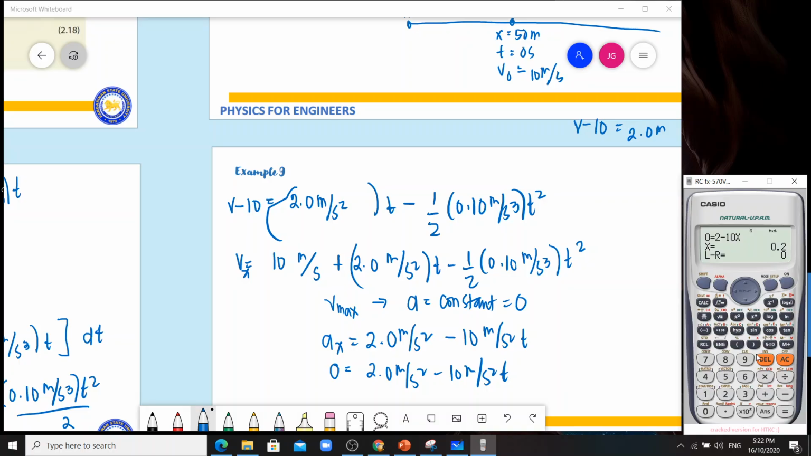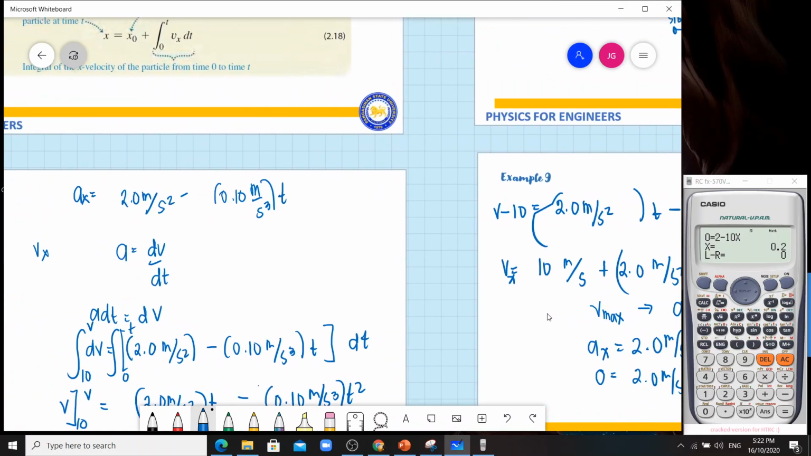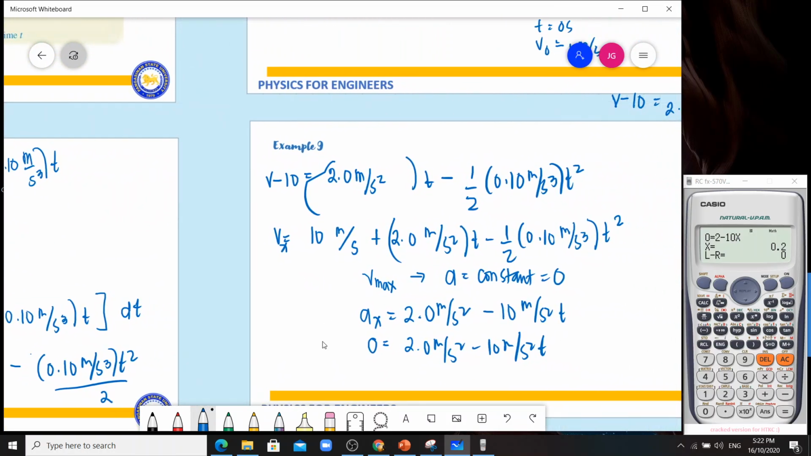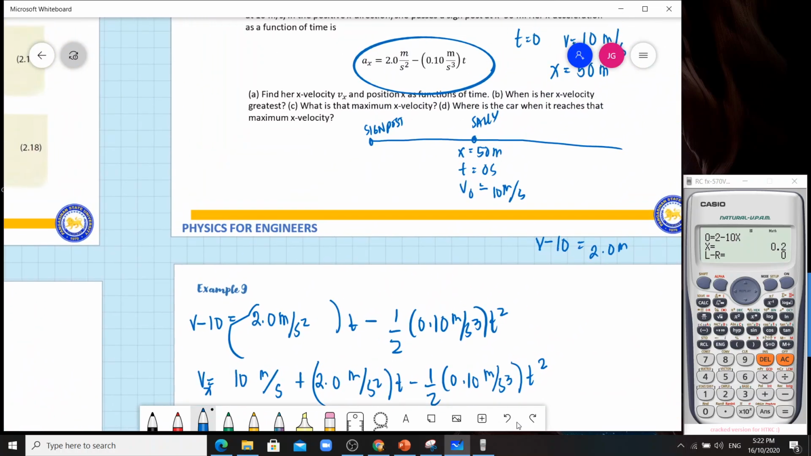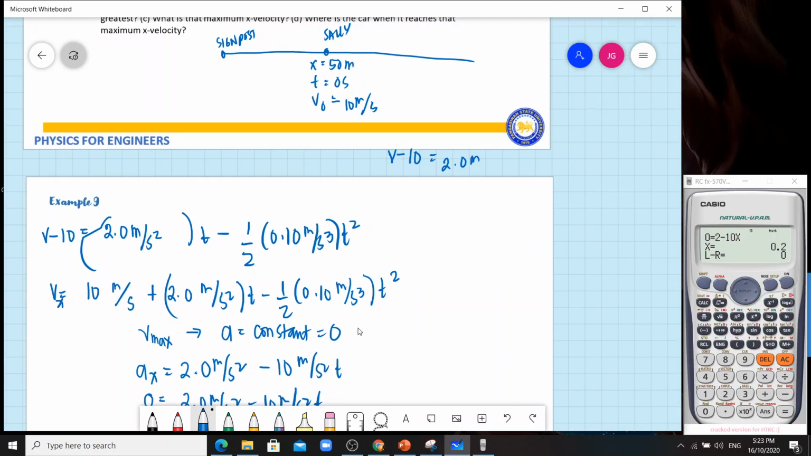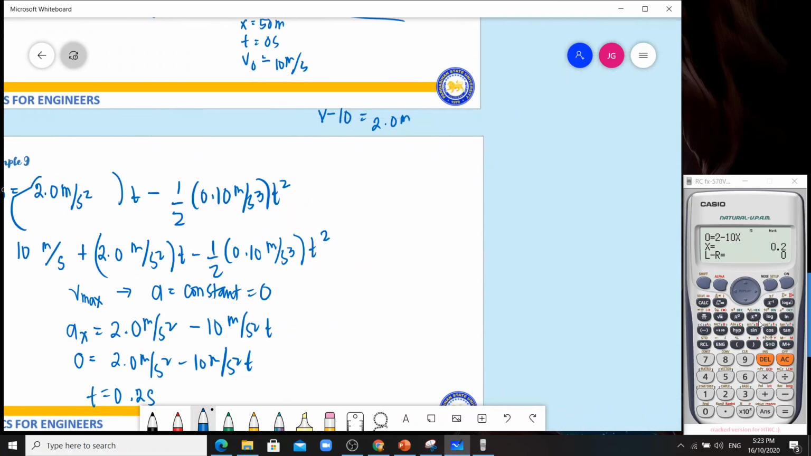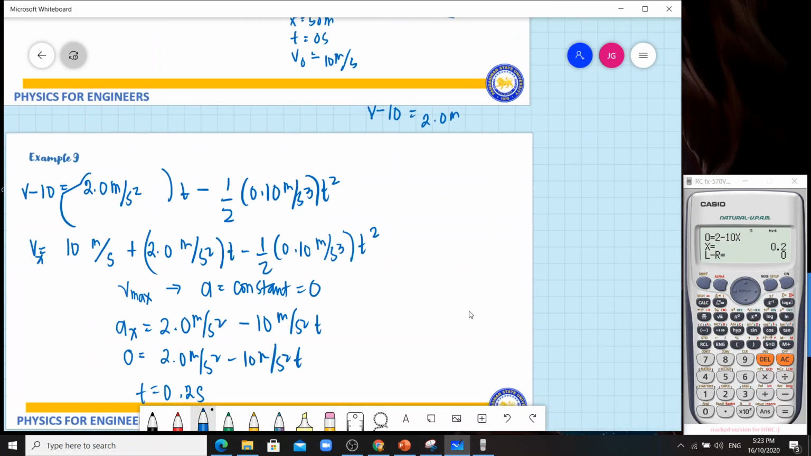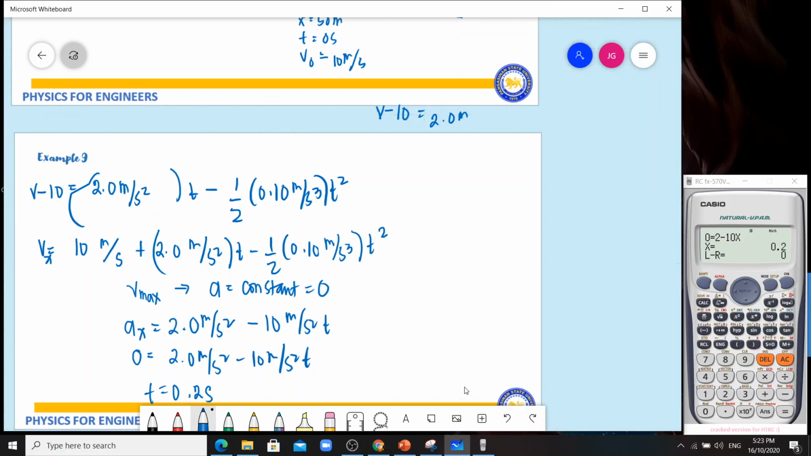Yun ay at tama ba to? Yun ay nasa time na 0.2 seconds. Okay? So, okay, yan yung velocity niya at yan yung time na mataas yung velocity. Now, ano daw yung maximum velocity na yon? Ang maximum velocity is mako-compute natin gamit itong nakuha nating function kanina.